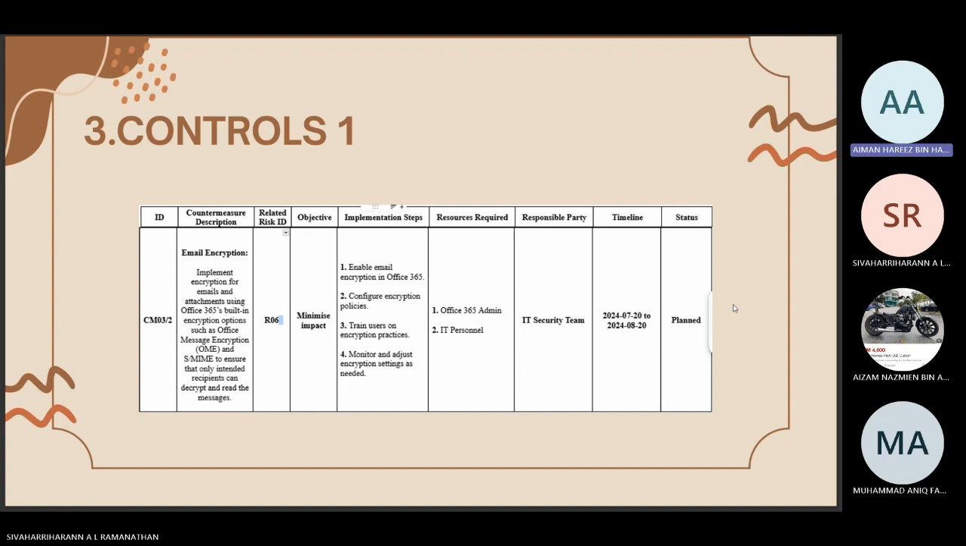CM03/2 involves implementing email encryption for emails and attachments using Office 365 built-in encryption options such as OME to ensure that only intended recipients can decrypt and read the messages. This control addresses risk RO6 with the objective of minimizing its impact. The implementation steps include enabling email encryption in Office 365 and monitoring and adjusting encryption settings as needed.